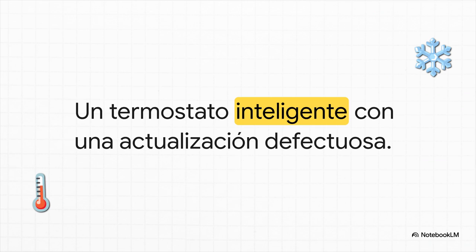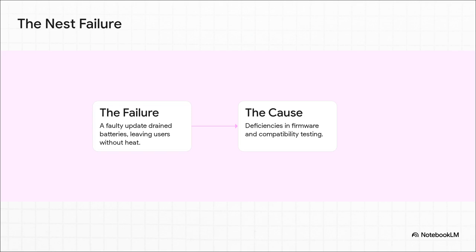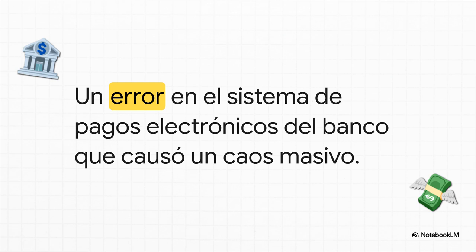All right, let's jump forward to 2016 and something a lot more familiar: the Nest Smart Thermostat. This one shows that these failures don't just happen with complex medical equipment. So in this case, a faulty software update completely drained the device's batteries. The impact? Thousands of people were left without heat in the middle of winter. And the cause, once again, points right back to a core principle: not enough testing, specifically on the firmware and its compatibility.